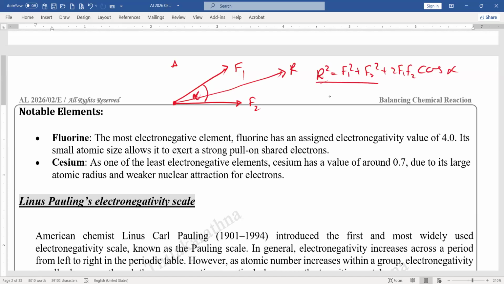Right? That means this is the resultant. I think you have already studied about these things in physics. So in the same way, here we have to consider the effects of both of them.